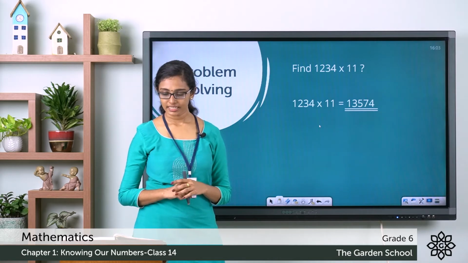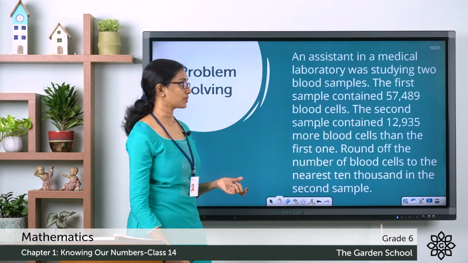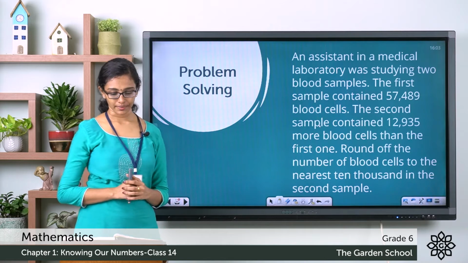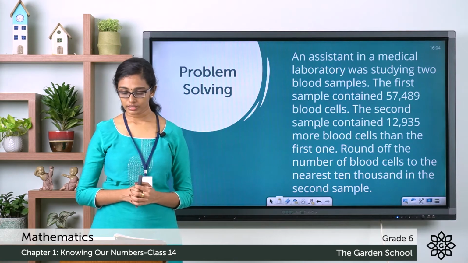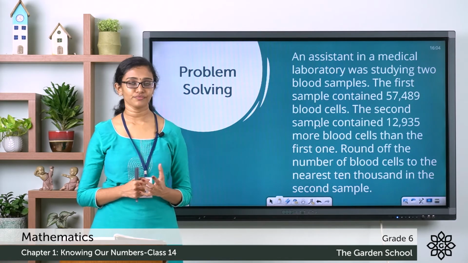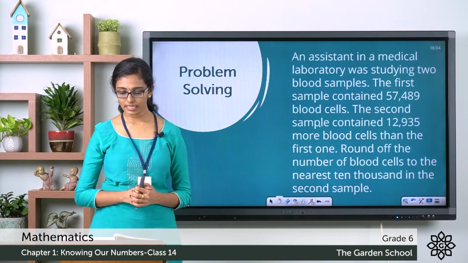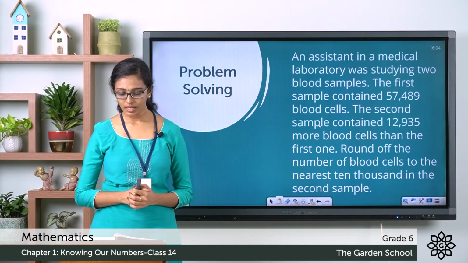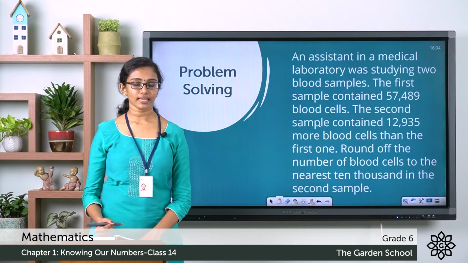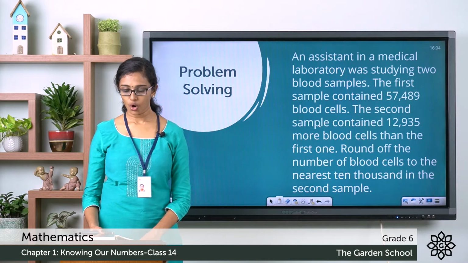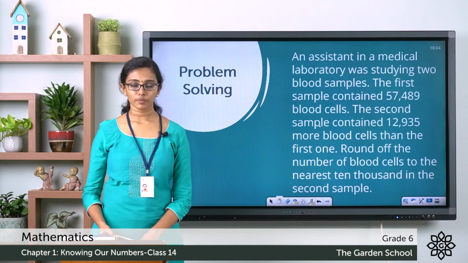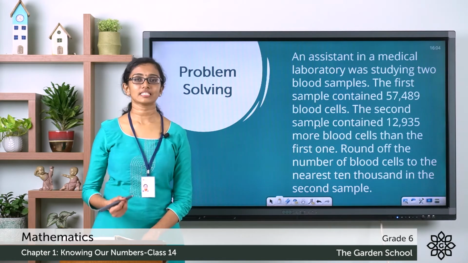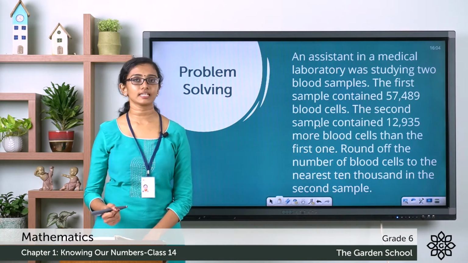So let's see the box given, Maths Around Us. There is a question given there. An assistant in a medical laboratory was studying 2 blood samples. The first sample contained 57,489 blood cells. The second sample contained 12,935 more blood cells than the first one. Round off the number of blood cells to the nearest 10,000 in the second sample.